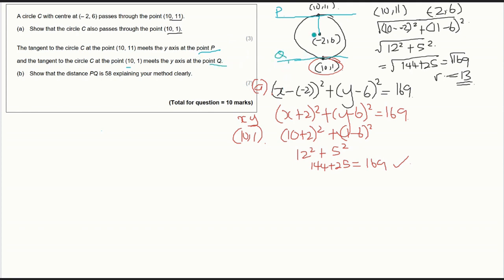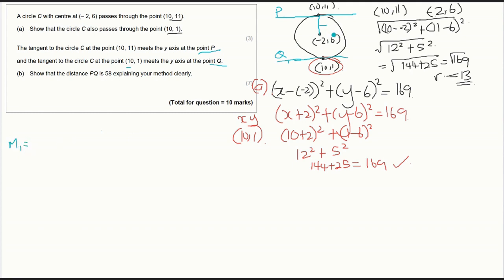So I have to find the equation. Before I find the equation, I need to know the gradient of this line, which is the radius, between the tangent point and the center. So let's do that.